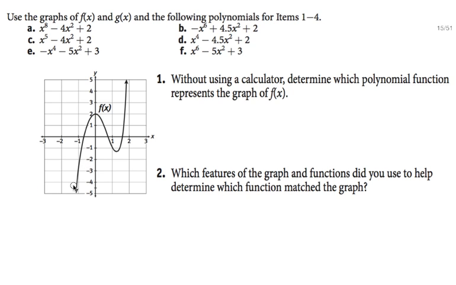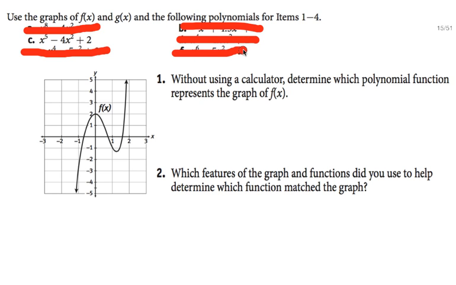Okay, so this equation here has to be an odd degree polynomial because the end values are going in different directions. So this one is out, this one's out, this one's out, this one's out, and this one is out. The only option we have is C, because that's the only one where your highest degree is an odd number. Okay, so for this graph, f of x, the answer is C, because that's the only one that's odd.